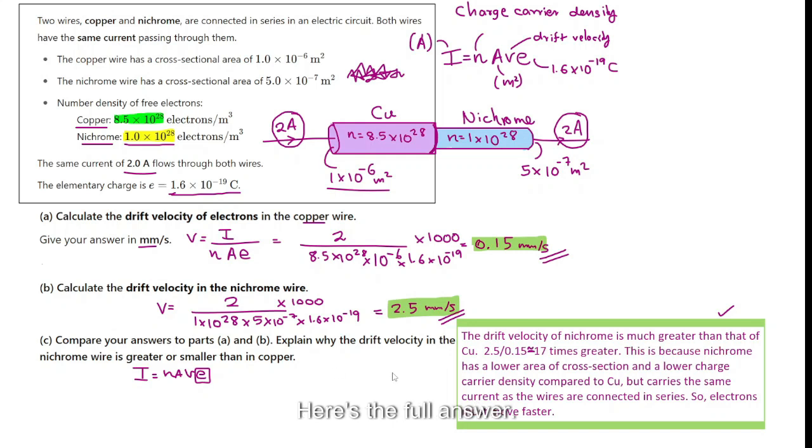So here's the full answer. The drift velocity of nichrome is much greater than that of copper. Because the question says greater or smaller, let's specify. This is because nichrome has a lower area of cross section, that's one point, and a lower charge carrier density n compared to copper. But they both carry the same current, so electrons need to move faster to compensate for the other two.